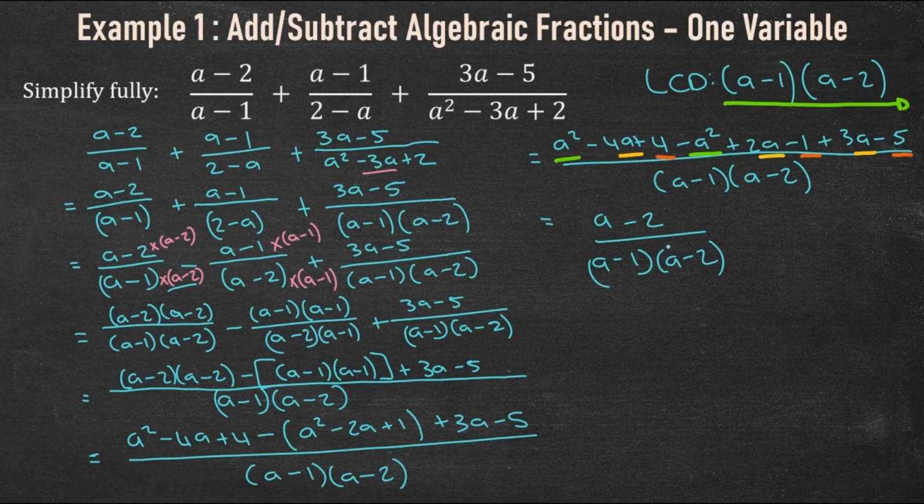Great, what can we do now? Yes, this is a factor, so I can cancel and cancel. So what is left over at the top? Yes, 1. So we've got 1 over a minus 1, or if you want to, you can write 1 over a minus 1. And this is your final answer.